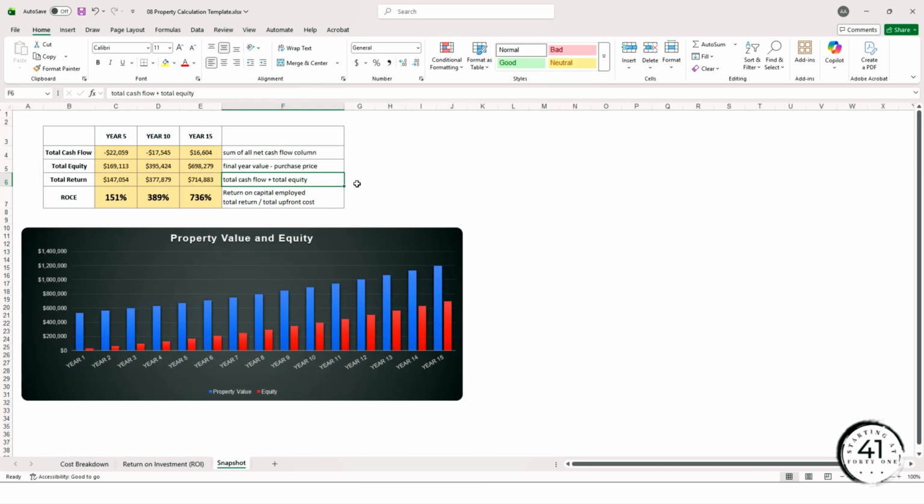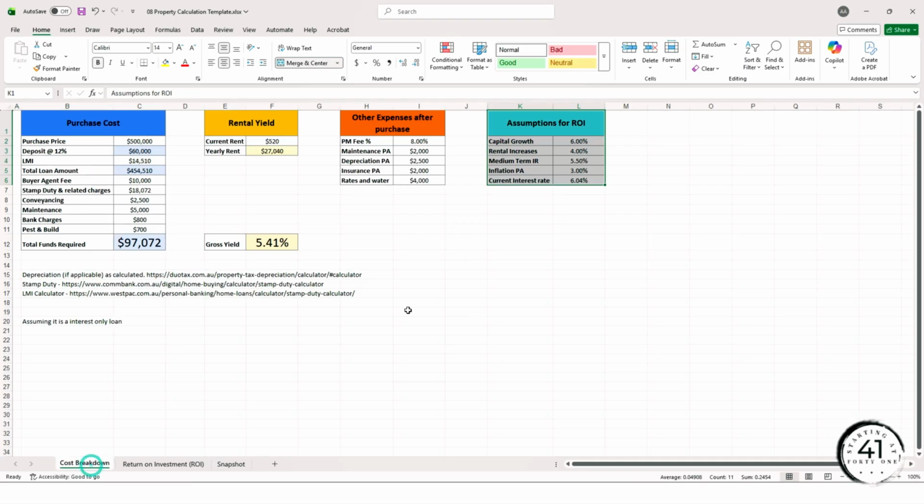But this will give you a rough idea of how this looks on paper rather than just assuming everything in your mind. Now, this chart is nothing. This just shows you the property value, which is in blue, versus the equity that you have in your property, which is the red bar. I hope this gives you an idea on how everything looks on paper and how much money you need to set aside to buy your first investment property. I'll attach the link of this sheet in the description so that you can download a copy for yourself.